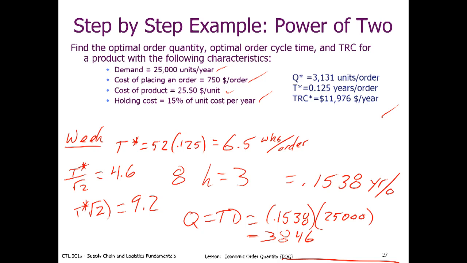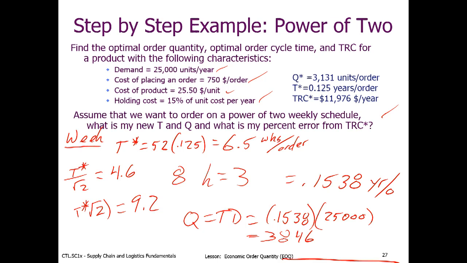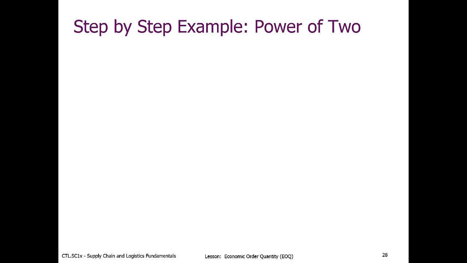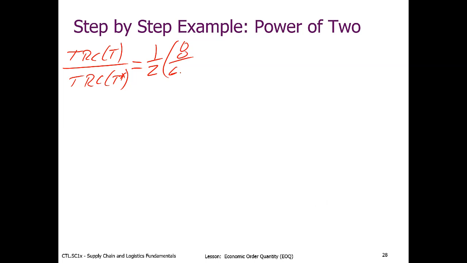But let's make sure we're doing things correctly. So let's find out what our real error is. I want to look at my total relevant cost for the T that I picked and compare that to the total relevant cost for the optimal T, right? And this is just going to be 1/2 times 8 over 6.5 plus 6.5 over 8, because remember I decided to do it every 8 weeks and the T star was every 6.5 weeks. And if you crunch this out, it comes to about 2%.